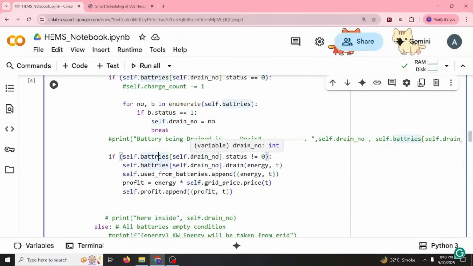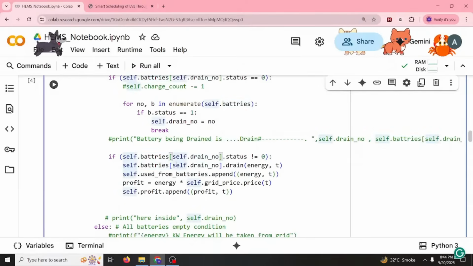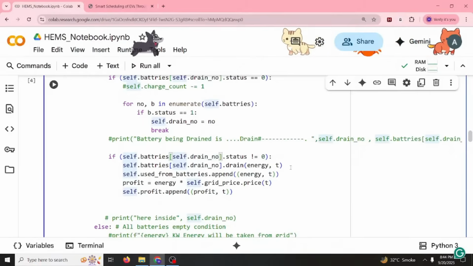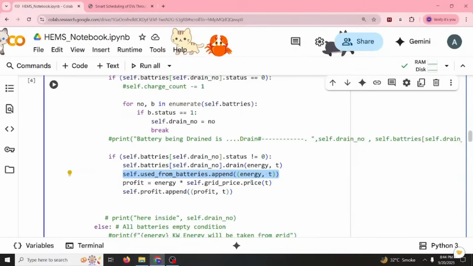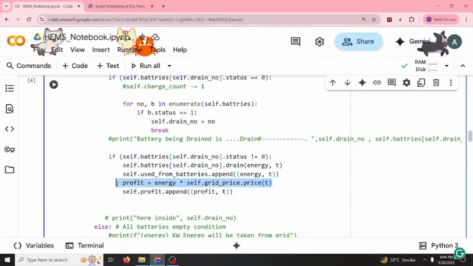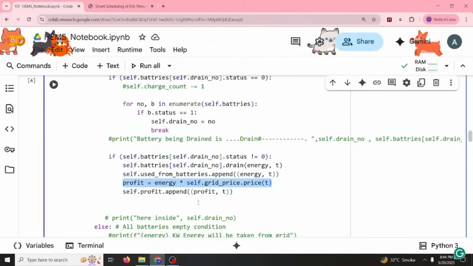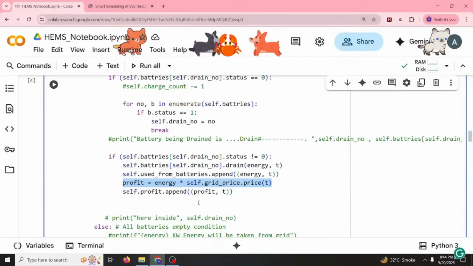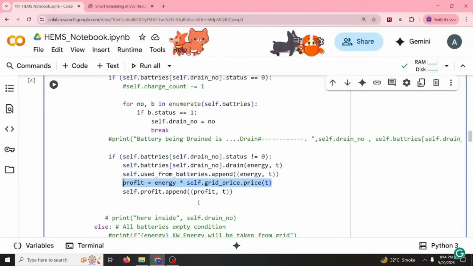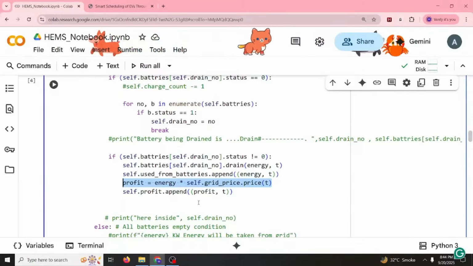Now that we have selected the battery that actually has some charging in it, some energy in it, we can drain the energy and then save it for our purpose. And we say that this is something that we have assumed as a profit, because the batteries are being charged from the PVs only, not from the grid. So whenever we discharge the battery, we are saying that we are discharging it because we are not going to buy at this time. Because we are not going to buy at this time, that's why we are earning the profit.